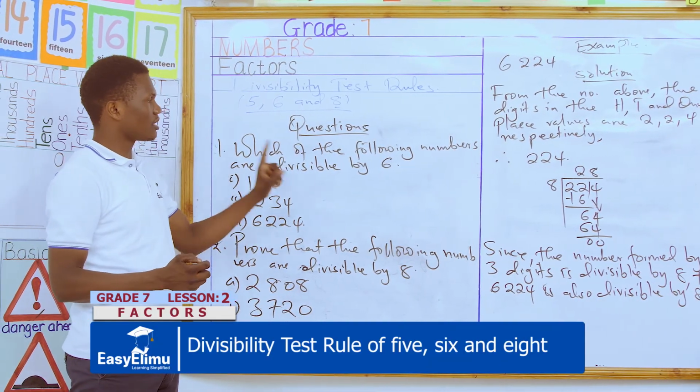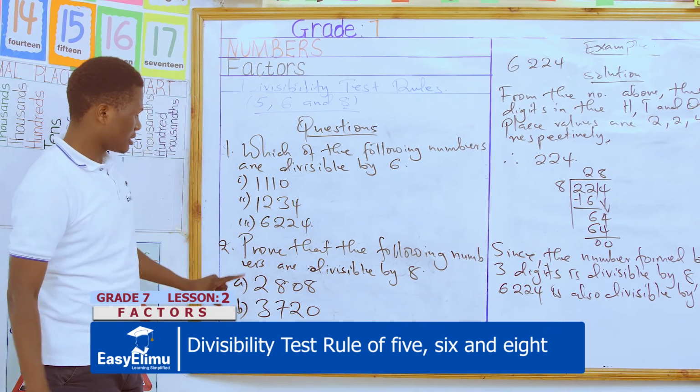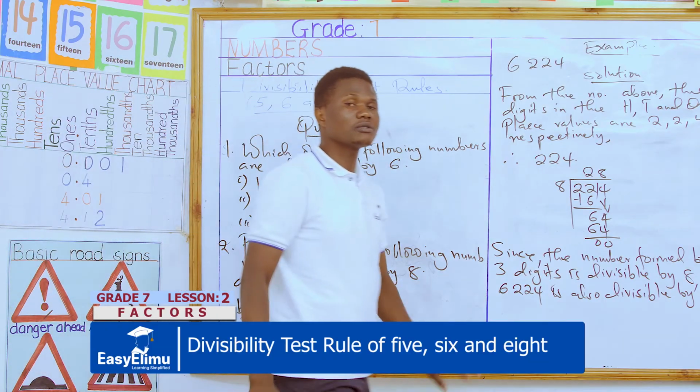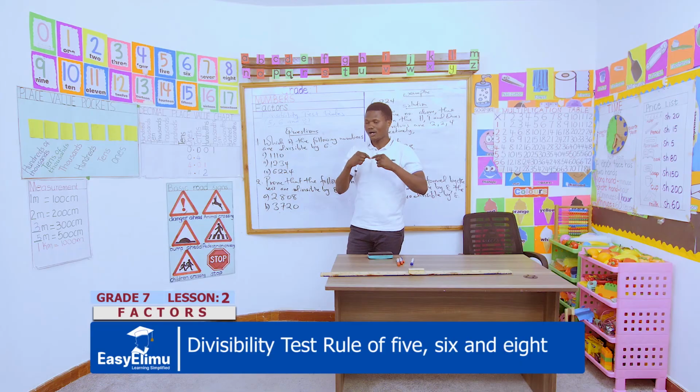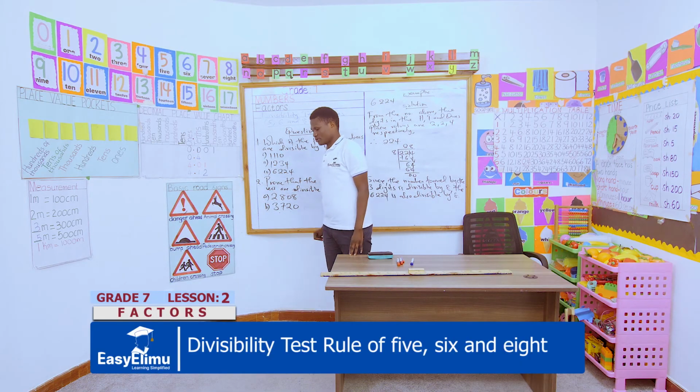and I expect you to do that by applying the divisibility test rule of the stated number or digit. In the second instance, the assumption is that both of the numbers could be divisible by 8, but we want you to show us using the divisibility test rule of 8, this one.